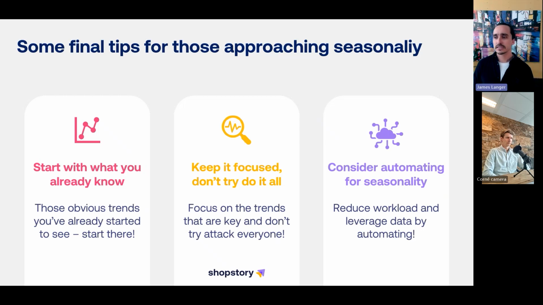For those that are approaching seasonality, we've gone through a lot today. There's a lot that you can look at. There are a lot of seasonal trends and things going on. But I think what's important is to start with what you already know. Cornet said it earlier with one of the examples, I think with Brunotti, there were some obvious trends that they felt were happening. And so they broke it down, they analyzed it, and they actually identified it. And then they were able to also measure the trend.